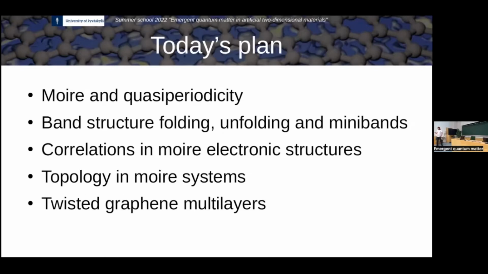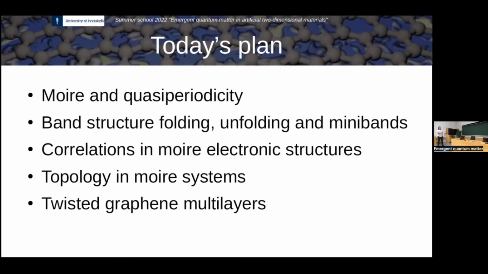All right, so the plan for today is essentially to go through different emergent states that appear in Moiré materials. In particular, we are going to deal both with the nature of Moiré physics and its relation to quasi-periodicity, then how Moiré electronic structures appear, first with regards to band structure folding, unfolding, and the emergent electronic states that we get in minibands. And then we are going to see what happens in these minibands and how these Moiré effects actually impact the properties of materials, in particular in terms of how Moiré effects increase correlation in van der Waals materials, and how they allow us to create topological states.